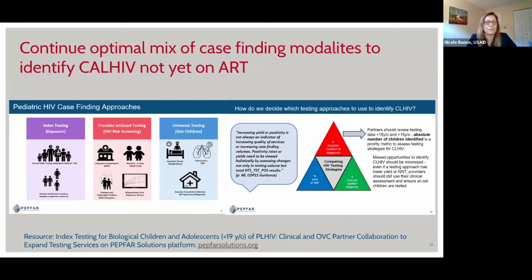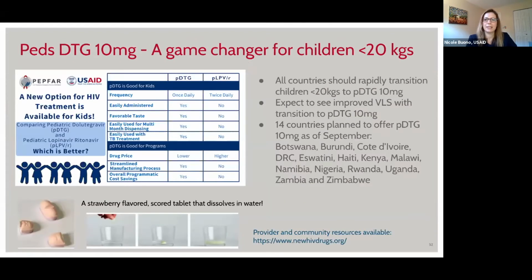Next slide, please. And as Tom mentioned in his presentation, pediatric DTG, we're really excited about this as a game changer for children under 20 kilos. It's a dispersible tablet for children weighing 3 to 20 kilos. In terms of the advantages compared to lopinavir ritonavir, it's once daily, it's more easily administered, it has a pleasant taste, it can be easily used for MMD, it's less expensive, and will result in overall program cost savings.